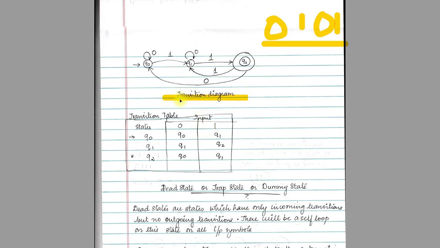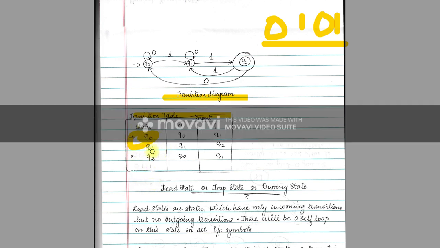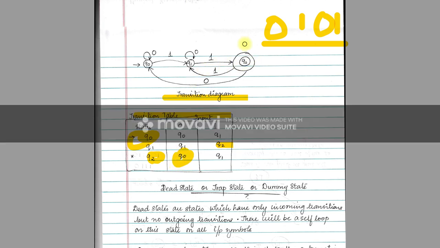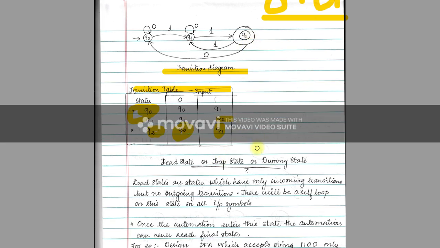So the transition diagram is there and we are mapping the transition diagram to the transition table. We have Q0, Q1, Q2 as states. Q0 on 0, I am in Q0. Q0 on 1, I am in Q1. Q1 on 0, I am in Q1 itself. Q1 on 1, I am going to Q2. Q2 on 0, I will be in Q0 state, and Q2 on 1, I'm in Q1 state. Okay, so this is the transition diagram and transition table of the DFA.